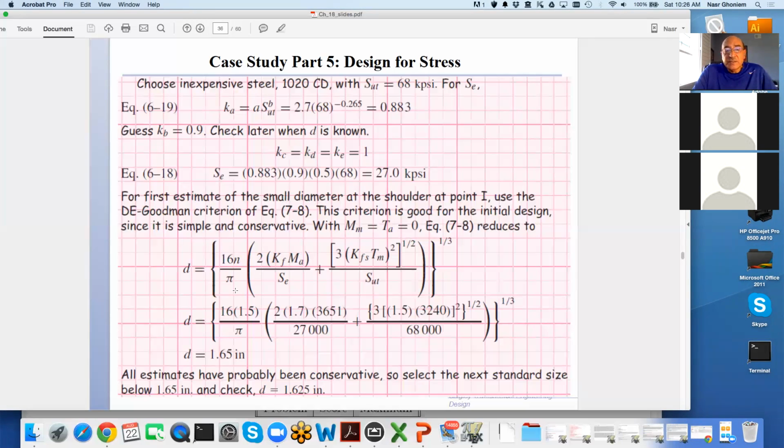In real life, you'll see that such a design procedure is very powerful. Even though it has some empirical equations, it allows you to do a very realistic design for any machinery in which you want to transmit power from one axis to another.